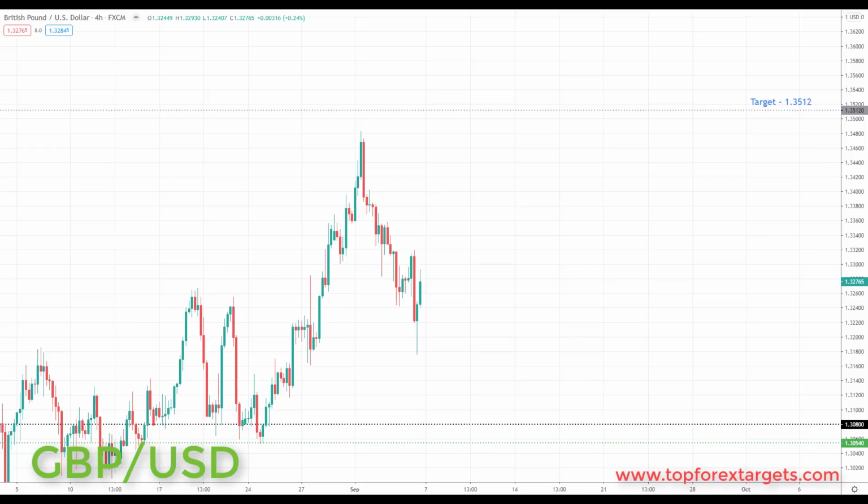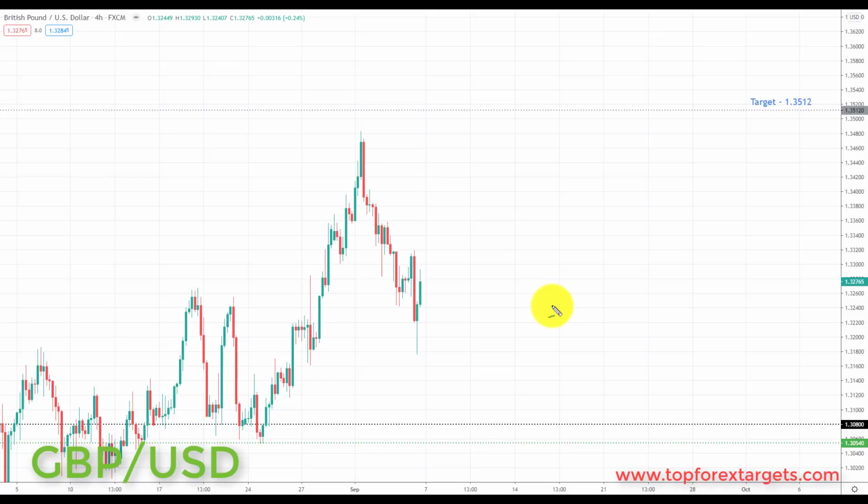So the next market we're going to look at is pound dollar. Now, last week we were looking for further advances to the upside, and we took out the target at the 1.3364, and we came very close to achieving our second target at the 1.3512 before reversing as the dollar index traded into that key area of support.